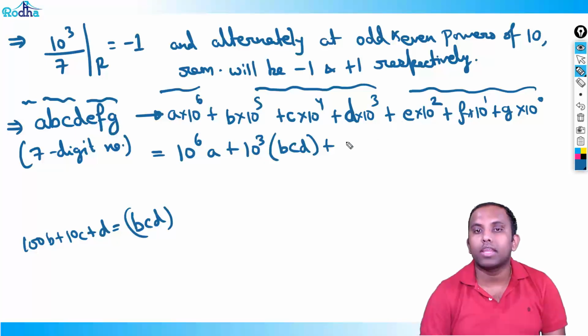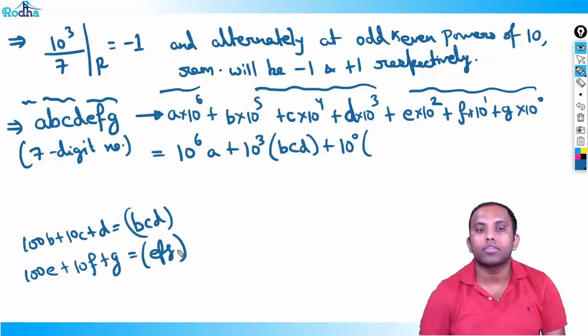From the next 3, nothing will come as common. So here we can write again 100E plus 10F plus G. So 100E plus 10F plus G is again a 3-digit number EFG. Right, so again EFG I'll write.